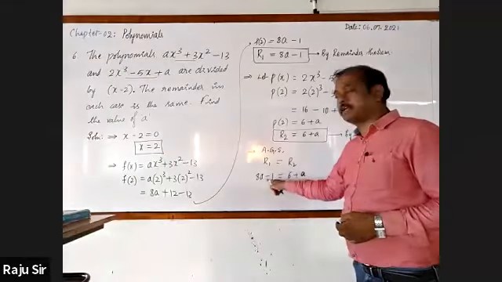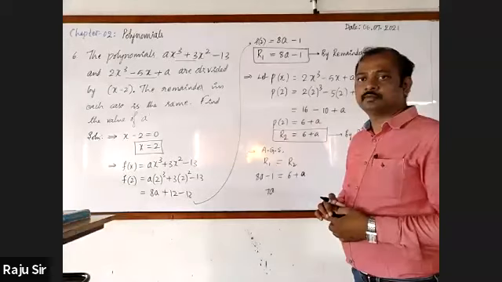Transfer a to the left hand side. It becomes minus a. 8a minus a is 7a. Transpose minus 1 to the right side: 7a is equal to 7. So a is equal to 7 by 7.